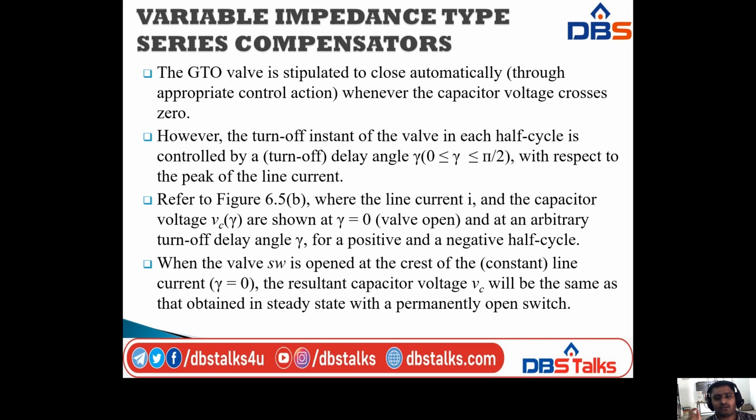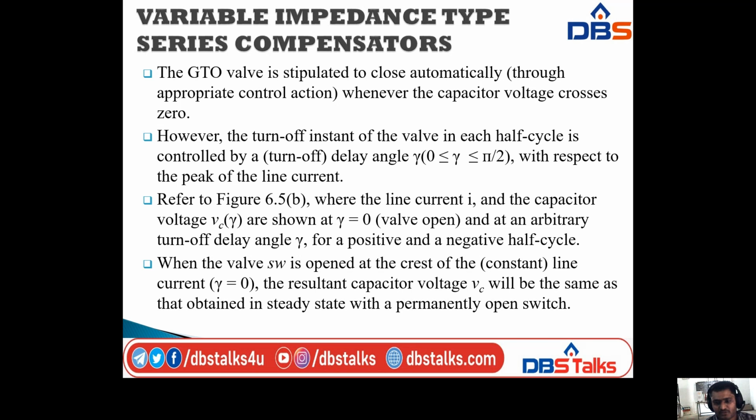However, the turn off instant of the valve in each half cycle is controlled by a delay angle, gamma, in the range 0 to pi by 2, with respect to the peak of the line current.